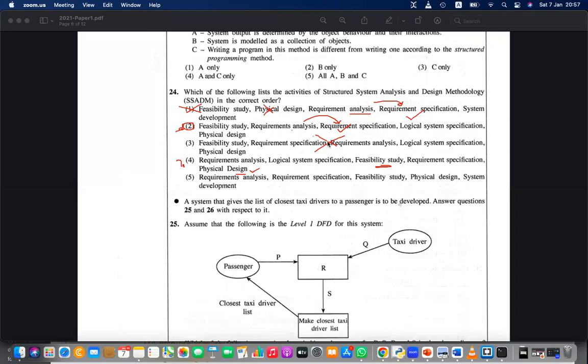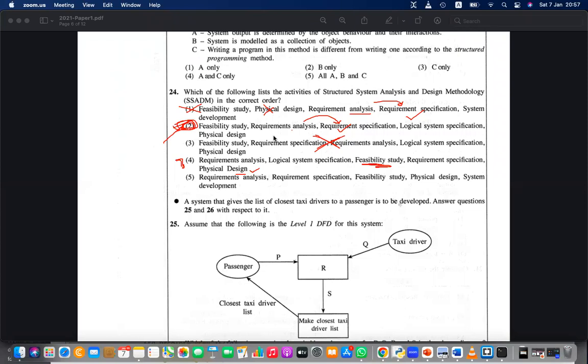This is wrong because specification and analysis should come before the specification. Therefore, this part is wrong. Requirement analysis specification. This gap is okay. But the problem is the feasibility study. So the doubtful answer is number 4. But let's go for this one, because this is more accurate for SSADM. But feasibility studies, I will analyze in the practicality.